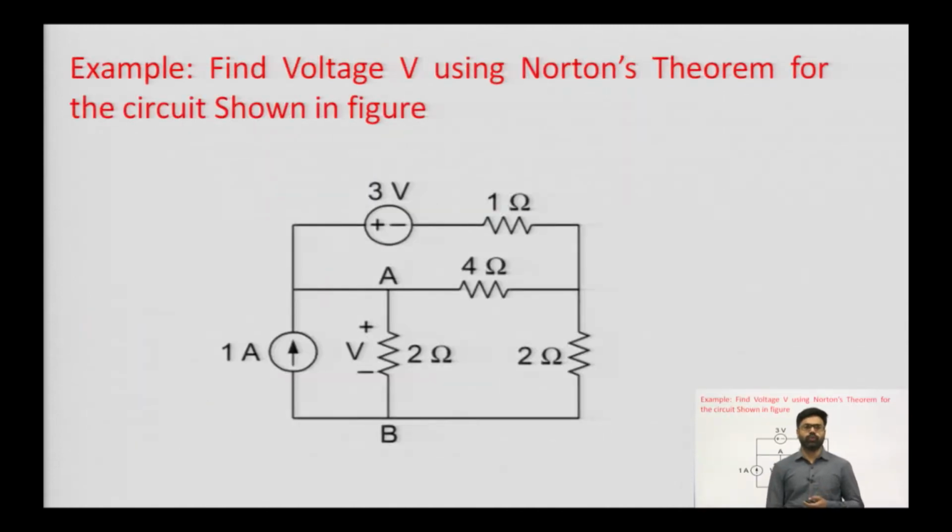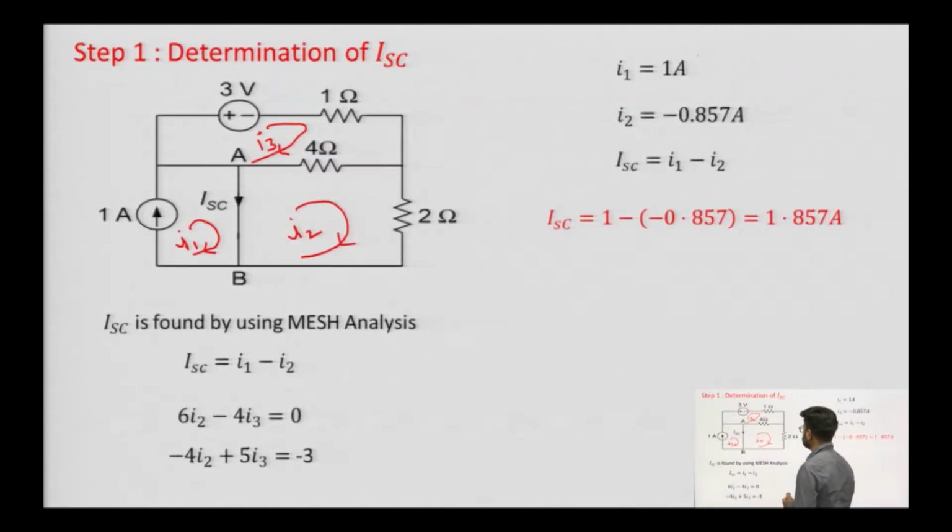So, there is one more example using Norton's theorem. Again, in this we need to find the voltage, which is the voltage across this 2 ohm resistor. To find the voltage across this 2 ohm resistor, or terminal AB, first of all we will find the short circuit current. To find the short circuit current, we have short circuited terminal AB, इसको हमने शॉर्ट सर्किट कर दिया, and the current flowing in this short circuit terminal is ISC.